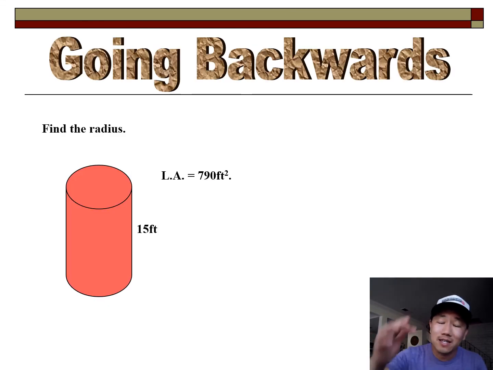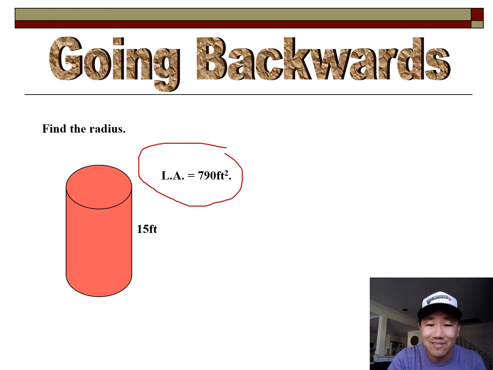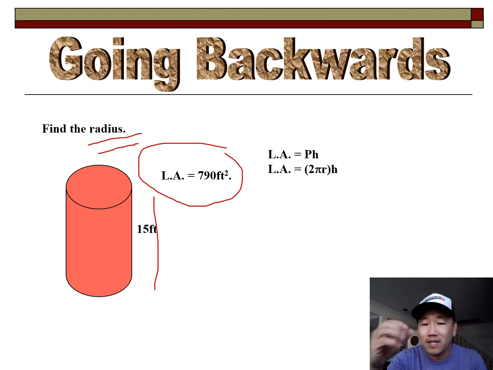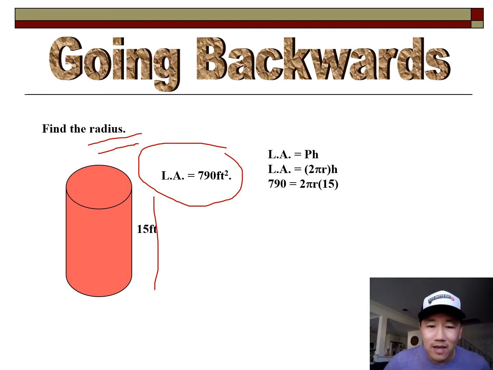Let's go backwards. Let's test it out. What if they tell you the lateral area of a cylinder is 790 feet squared? You have to go backwards to find the radius. It's not bad. They give you the height, 15. Here's the formula again. Here's the slightly more advanced formula because we replace the P with the circumference of a circle, 2 pi r. Plug everything in that we know. We know the LA is 790. The H is 15. All we have to do is solve for R.